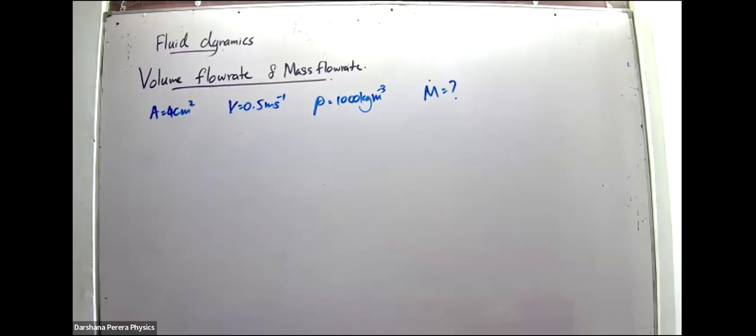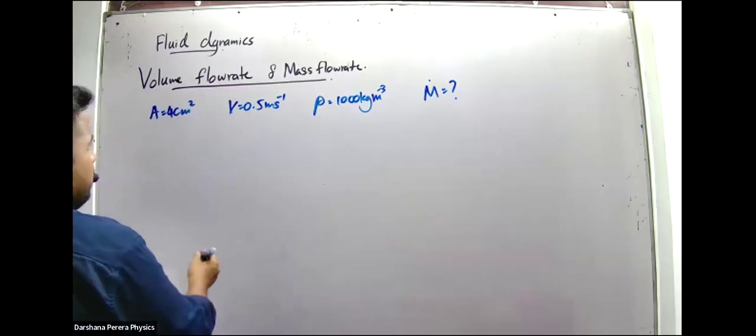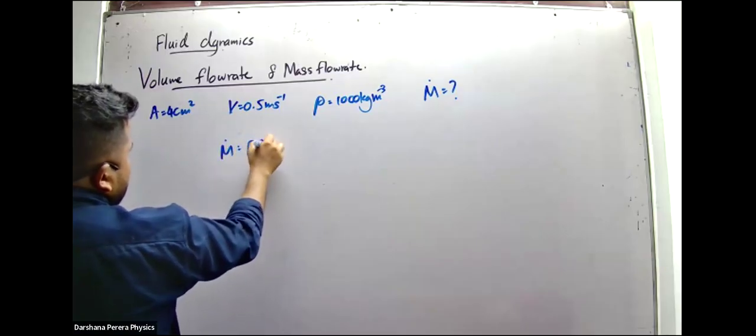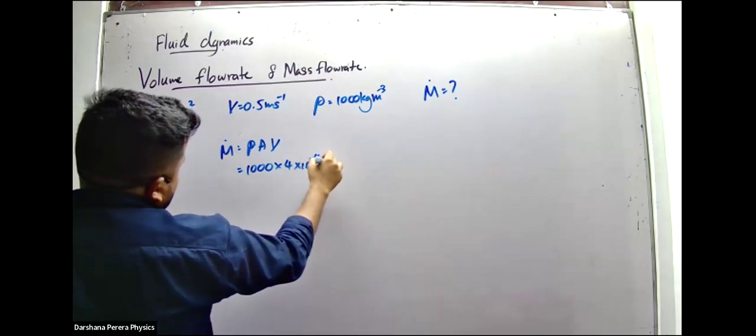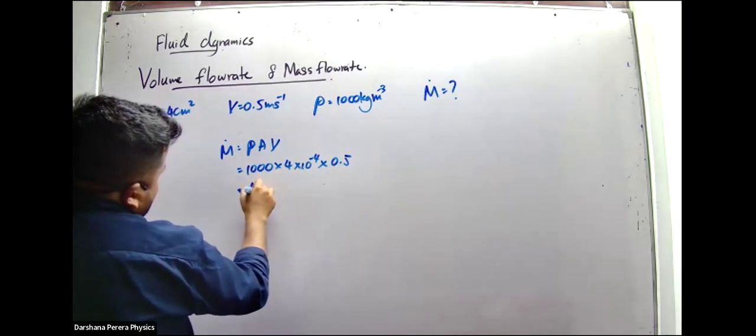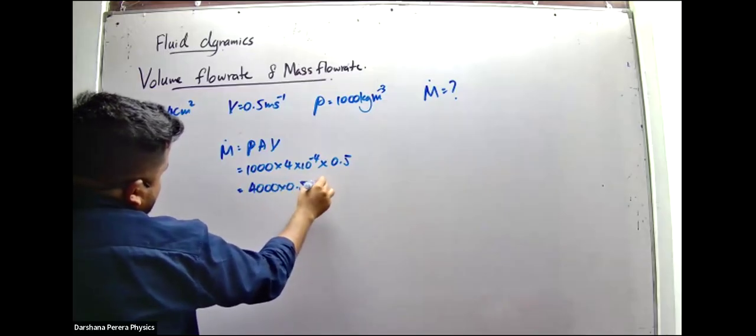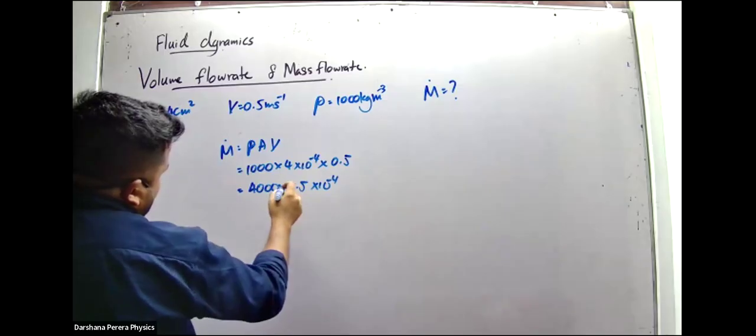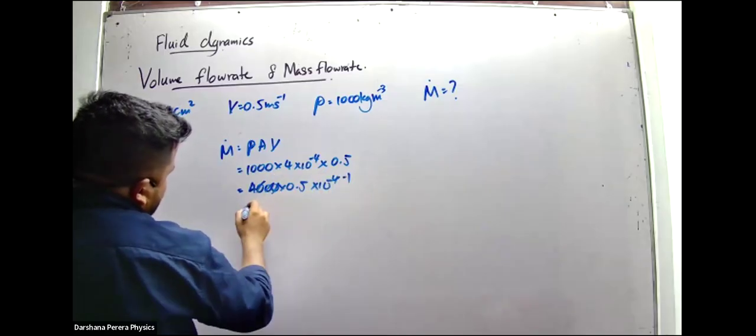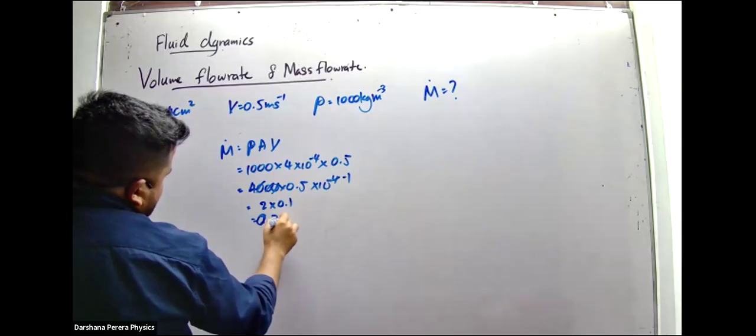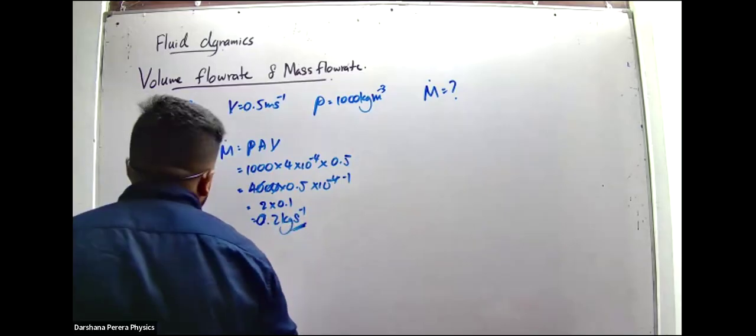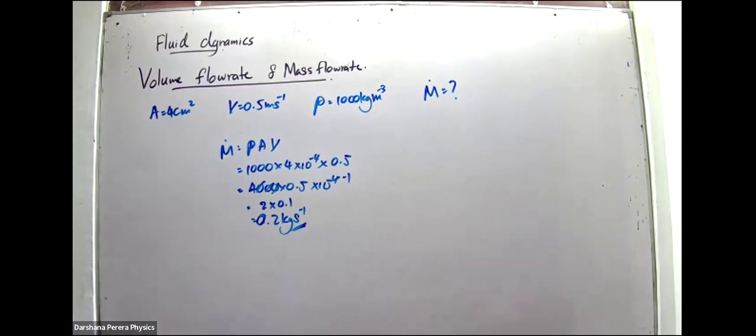Yes, what is the answer? So m dot equals rho A v, 1000 into 0.5 into 4 into 10 to the power minus 4, so this cancels out. This is 0.2 kg s to the minus 1. Yes, this is the mass flow rate.